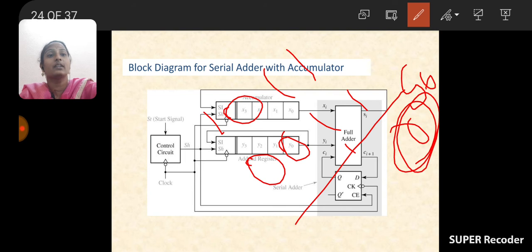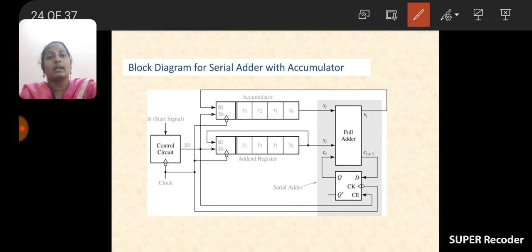First bit will be displayed on the result. After production of sum S0 only, next the sum S1 bit will be displayed. After S1 only, S2 will be displayed. That means the number of bits will be added serially, bit by bit, not at the same time.